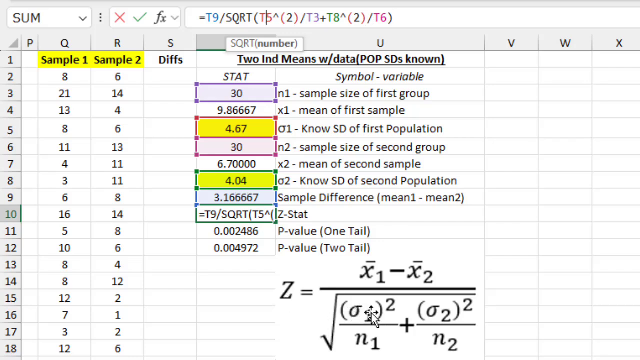We need our population standard deviation squared. So there's T5 caret for raising it to a power of 2 in parentheses, because it needs to know that I'm just going to raise it to this number, and then when I'm done, I'm going to divide by T3, right? Because T5 was this yellow bit that I know, and then I have to divide it by the sample size, which is here in T3. Then I'm going to add, and I'm going to do the same thing with the other group. So there's my T8 caret 2 divided by T6, because in this case, I now want the standard deviation of the second group squared and then divided by the size of the second group.